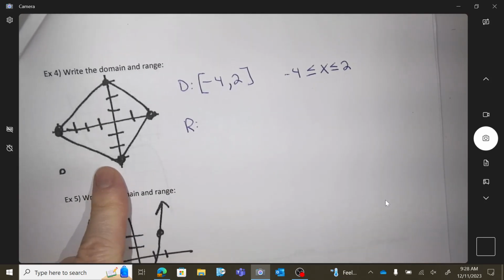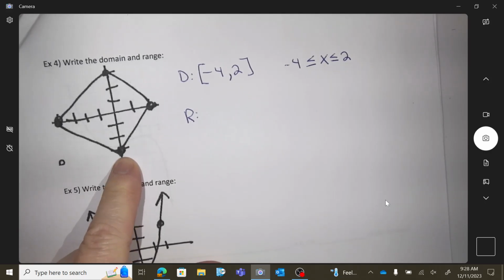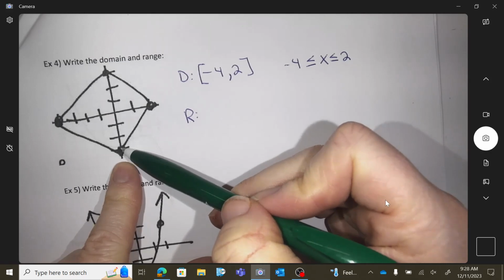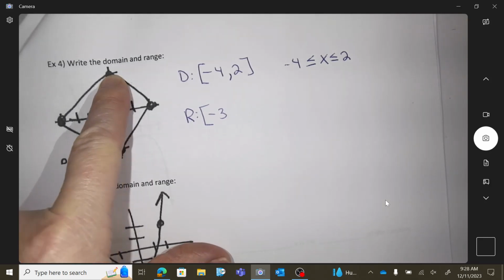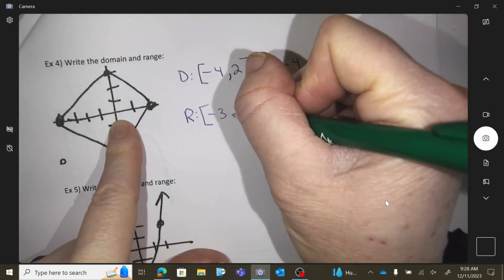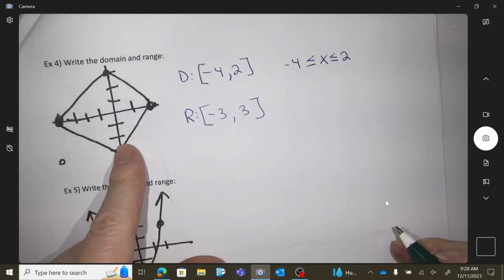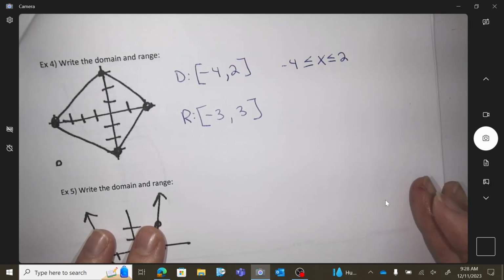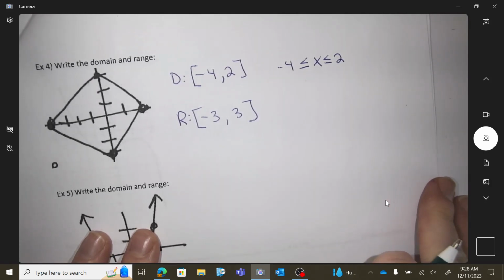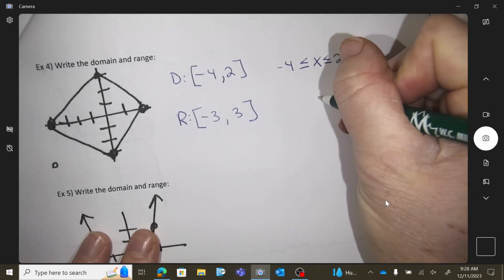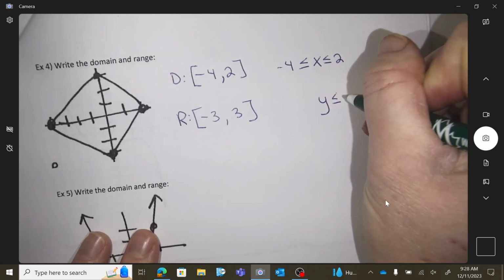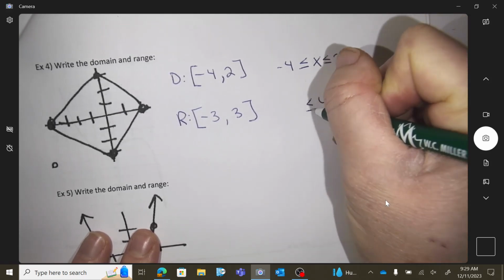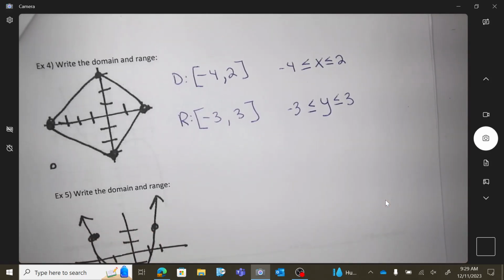Okay, range. What's the lowest you go? -3, exactly. Up to a highest height. The height up here is 3, exactly. How do I transfer that into inequalities? Y is less than or equal to 3 and also greater or equal to -3.